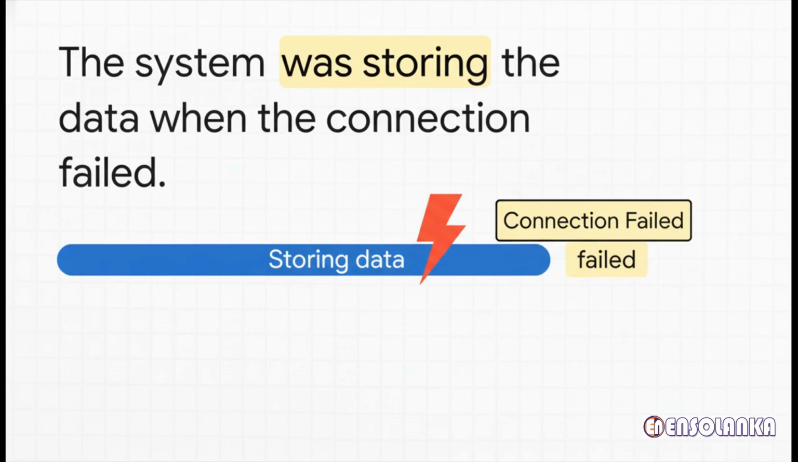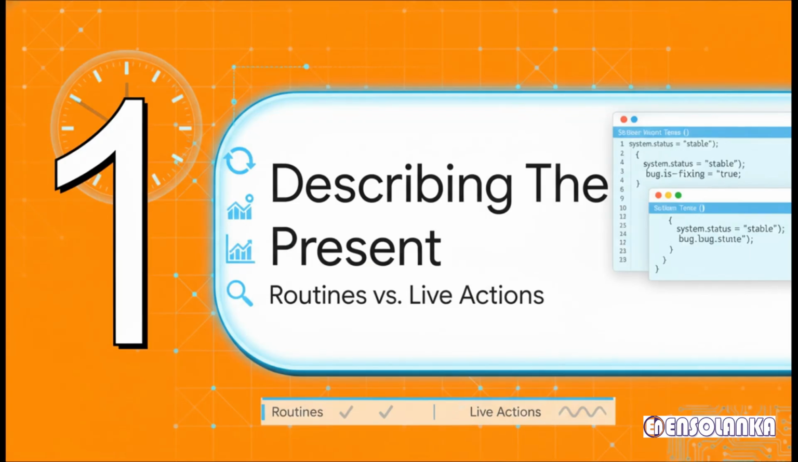So why do these little changes make such a big difference? Let's break it all down. First up, let's completely master the present tense. We're going to look at how you describe both those permanent, routine functions of a system and the live, in-the-moment actions you take when you're, say, debugging some code.